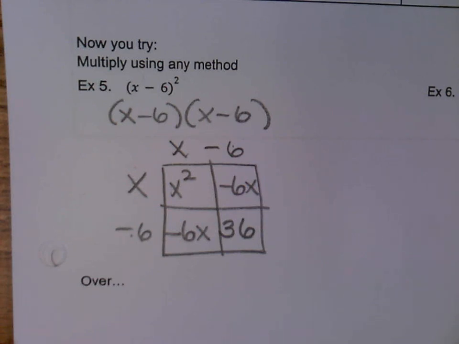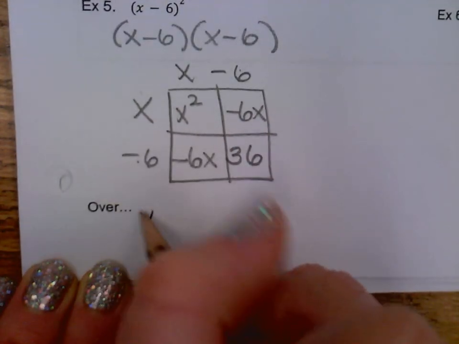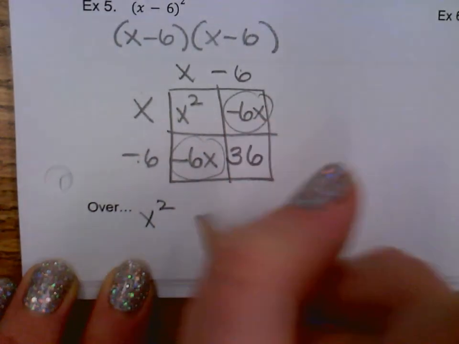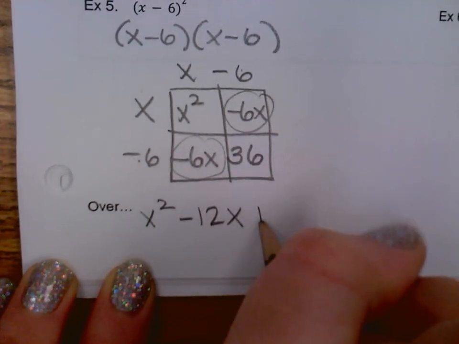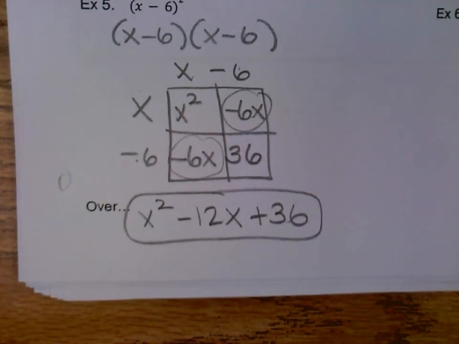and combine your like terms with adding. So my final answer is a trinomial, x squared. See how I have two of these that are both negative 6x's? So I have negative 12x and then plus 36. So my final answer, x squared minus 12x plus 36.